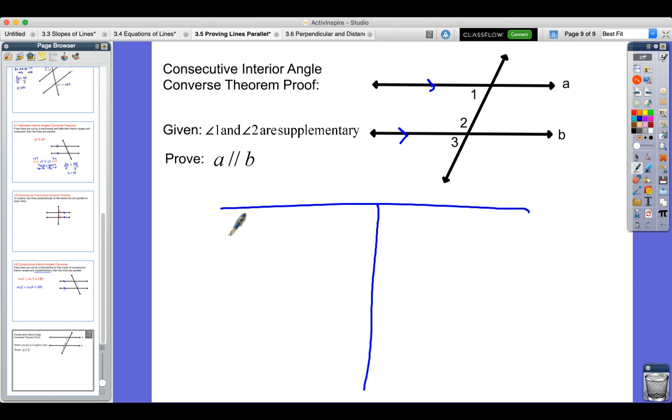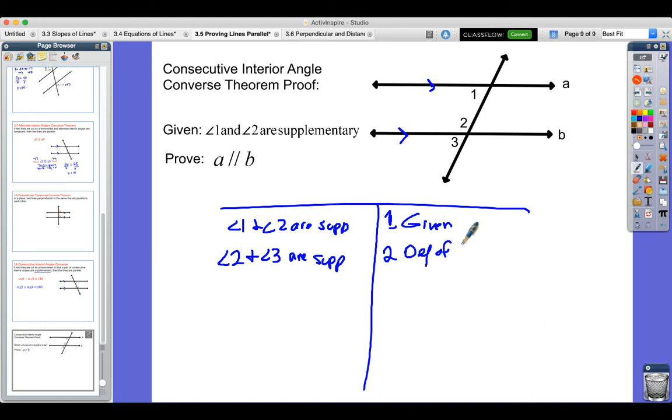All right. So we start with our given information. Angle 1 and angle 2 are supplementary. That's given. So I can also say, by definition, angle 2 and angle 3 are supplementary. Why do I know they're supplementary? Well, because what is angle 2 and angle 3? They're a linear pair. So by definition of linear pair, I can say they're supplementary, 2 and 3.